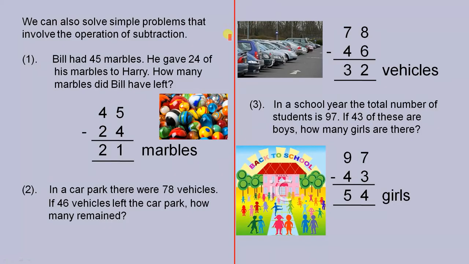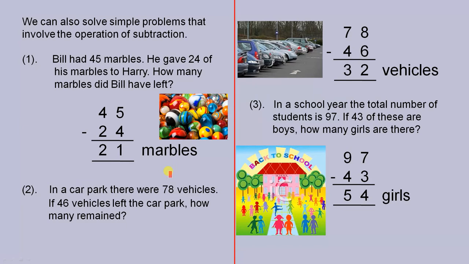We can also solve simple problems that involve the operation of subtraction. Example 1. Bill had 45 marbles. He gave 24 of his marbles to Harry. How many marbles did Bill have left? So 45 minus 24. 5 take away 4 is 1. 4 take away 2 is 2. So Bill had 21 marbles left.